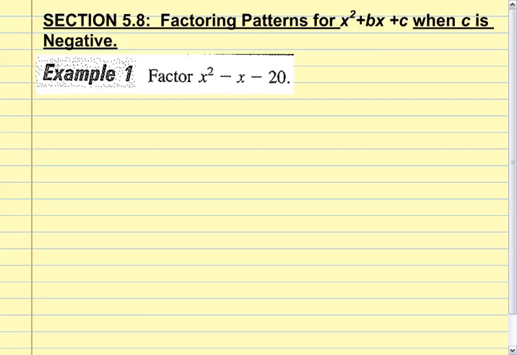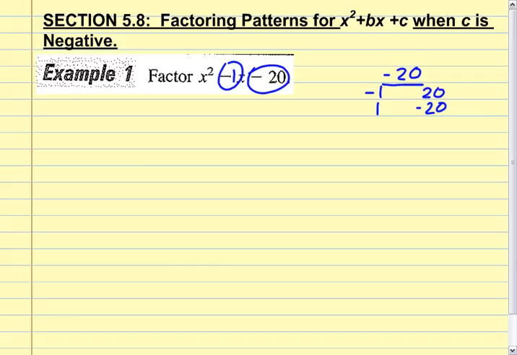This first one says factoring patterns for when C is negative. And C is this number back here. Now if I multiply to get negative 20, one of them has to be positive, one of them has to be negative. Okay, well let's look at negative 20. I actually like to write negative 20 just to remind myself that it's negative. I can have negative 1 positive 20, or I can have 1 and negative 20. Those are different numbers. They're different pairs.